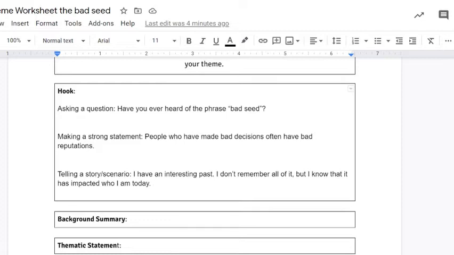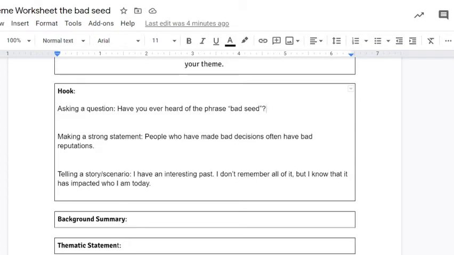For the hook statement of your essay, in my case, I'm going to be using the Bad Seed as my example. You guys are going to be using Names, Nombres for your theme worksheet. This one is mine. I'm going to be using the Bad Seed because we've talked about it. So our first option for the hook is asking a question. In this case, I have the question, have you ever heard of the phrase bad seed? This is something that gets your reader interested, makes them think about the topic. In this case, they're thinking about the term bad seed and whether or not they've heard it.